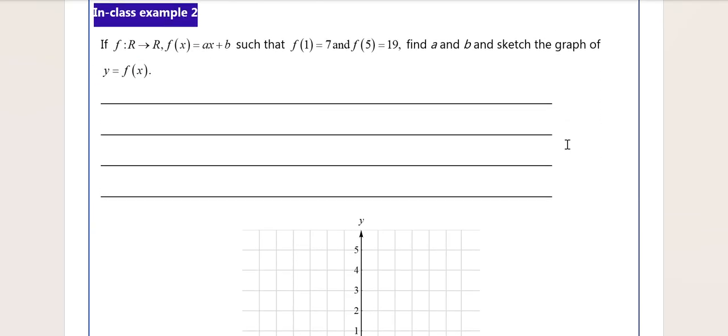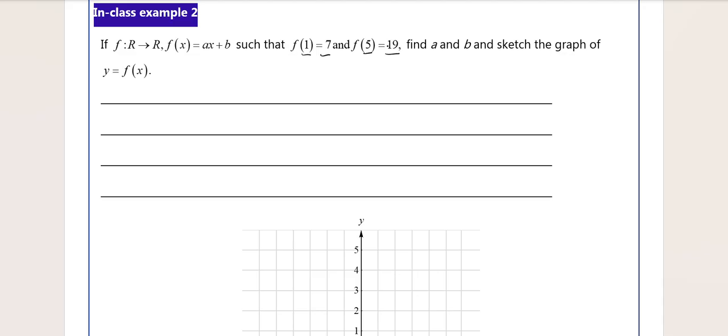Now, that was the first bit. The second bit is a different sort of question, but again, it's going to just involve using function notation. So what it says is that we've got a linear graph. We've got a domain of R, so no limitations on that. What we've got is a rule for a linear graph. It's going to be ax plus b, so it's going to be a straight line graph. And we're told that there are 2 points for our graph. We're told that when x is 1, y is 7, and then when x is 5, y is going to be 19.